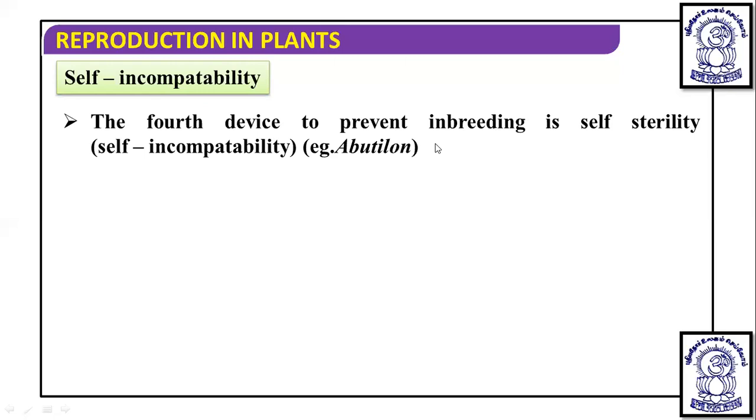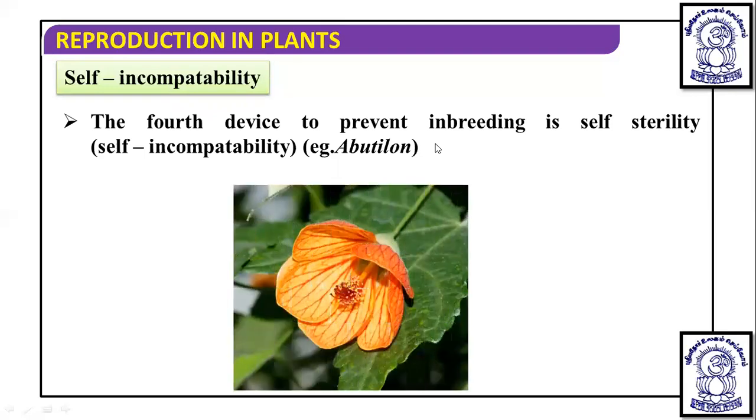Now in this, what happens? The rejection of self-pollen occurs. If the pollen grain of the same genotype interacts with the stigma, the stigma does not accept it and rejects the pollen tube development of the pollen grain of the same flower. So it is known as self-incompatibility or self-sterility.